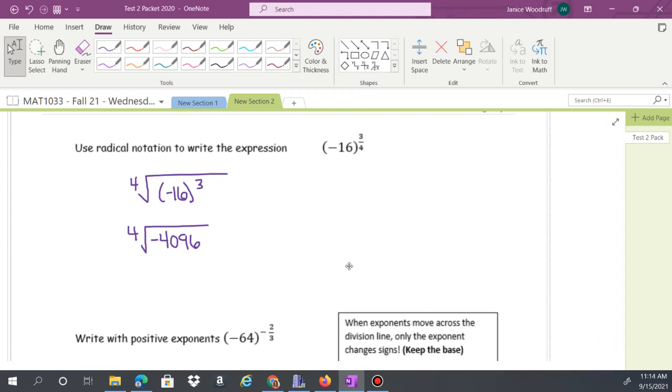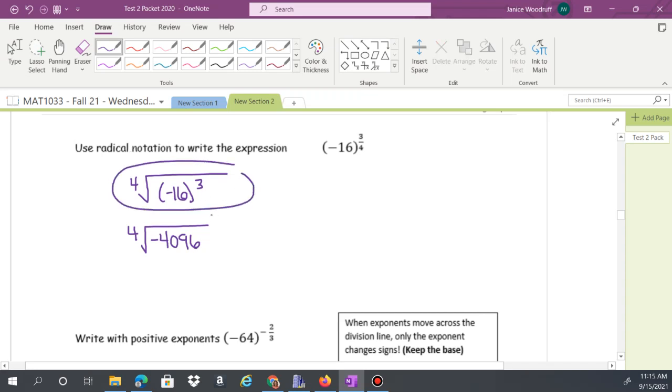Although if it just says write it in radical notation, it might just want it like this. Like not even actually fully simplifying it. If you can fully simplify it, you will, but if you can't, you're going to leave it in the radical notation.